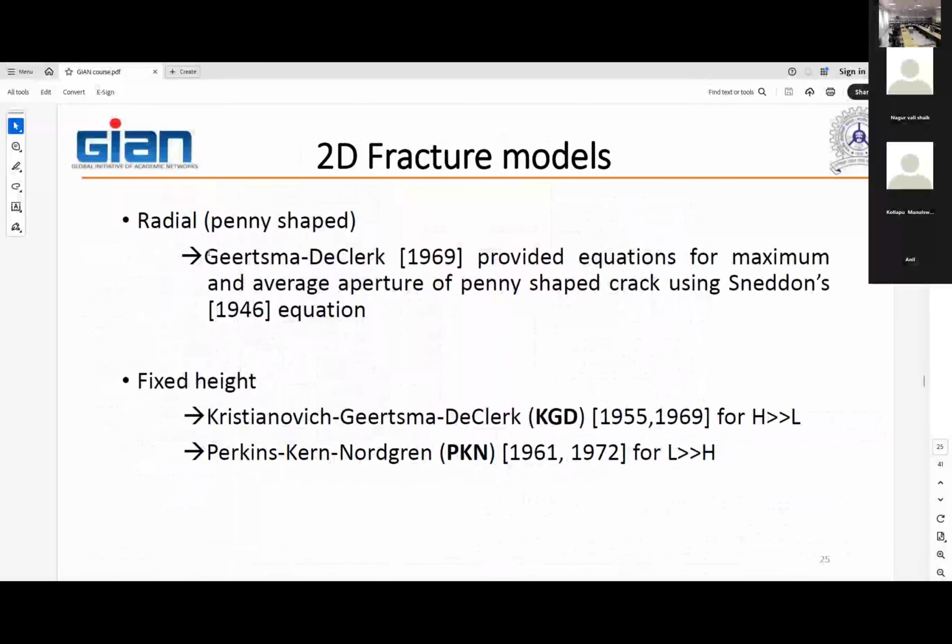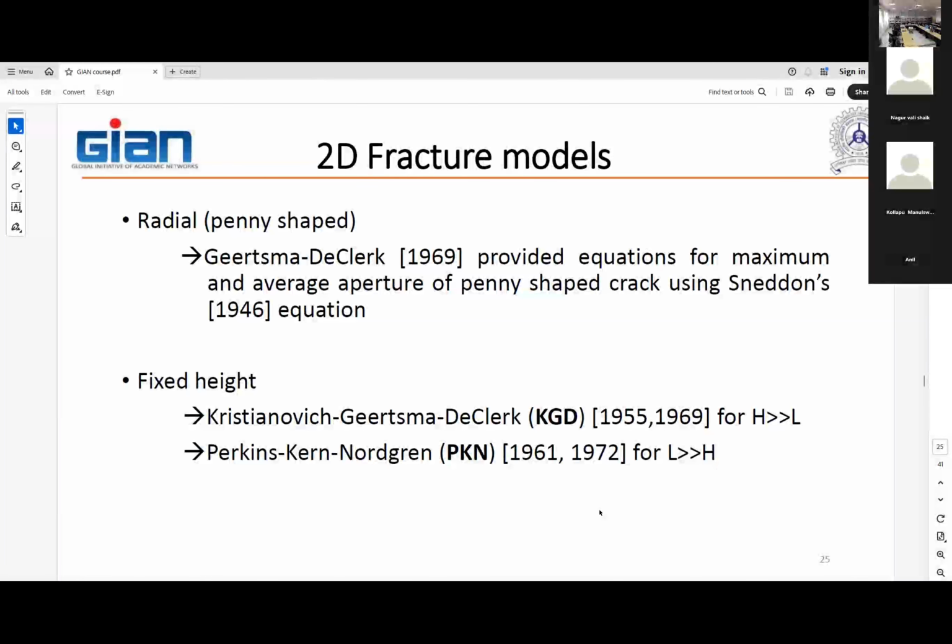If you talk about the simplest models, then we have the radial model. Then we have the Kristianovich-Geertsma-de Klerk, KGD, and then the PKN. So these are the three hydraulic fracturing propagation models, okay? Which of these assumes a length of the fracture greater than the fracture height? So length much greater than height. It is the PKN model which assumes length much greater than height.